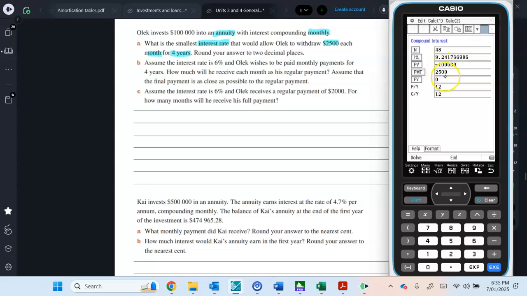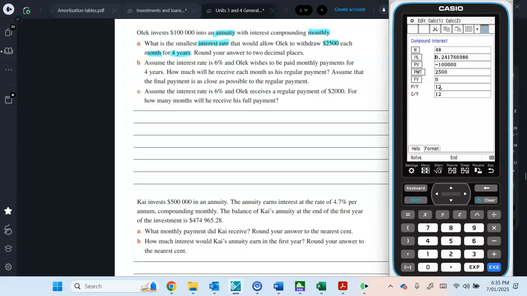So to allow that to happen, because obviously he needs to earn interest as well, we've got that 9.24%. So everything is there. The future value, it didn't tell us, but we're assuming the whole money is gone. So we're going to have 0 there. So the smallest is 9.24%.